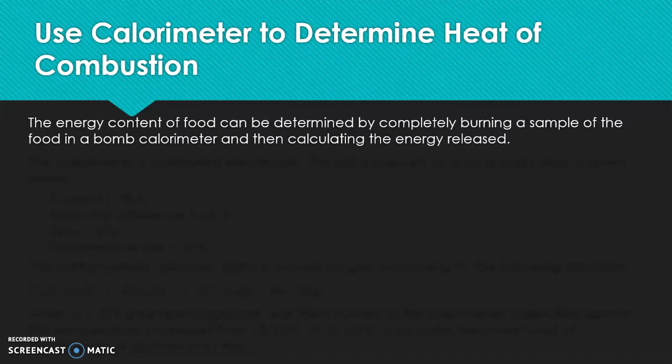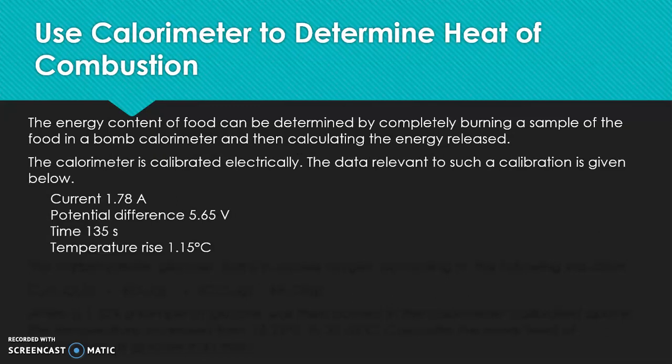Now, here is an overall question. First of all, the energy content of food can be determined by completely burning a sample of food in a bomb calorimeter and then calculating the energy released. Of course, we know that. Then the calorimeter is calibrated electrically. So the data given is here below: current, voltage, time, and temperature rise.